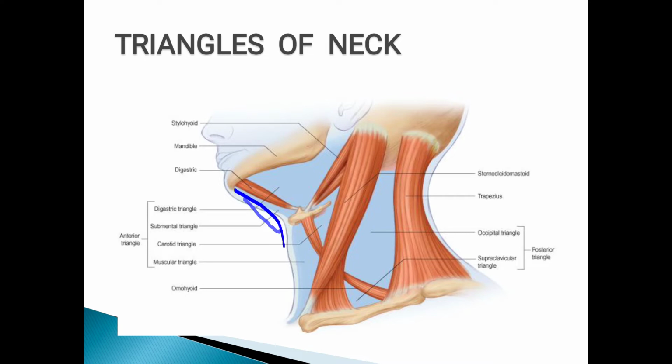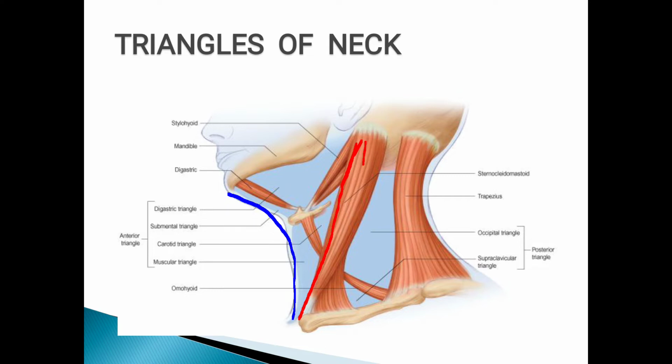Medially we have the midline which extends from the base of the mandible to the manubrium. So this is the midline. Then laterally we have the anterior border of the sternocleidomastoid muscle.